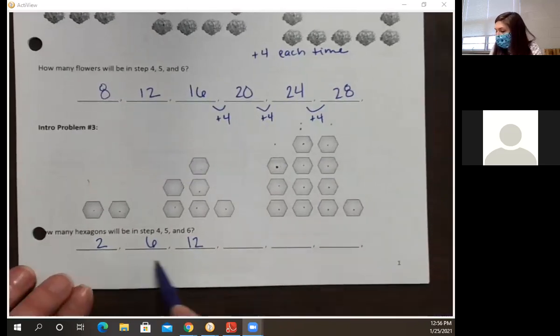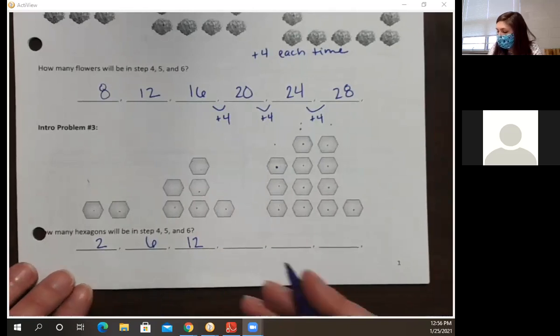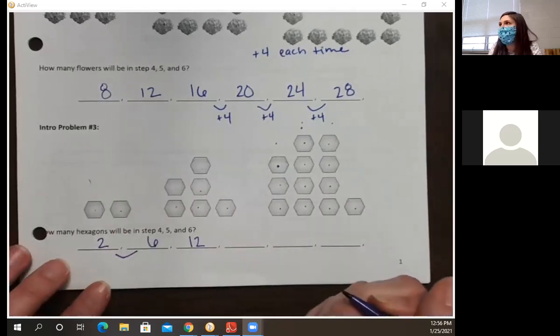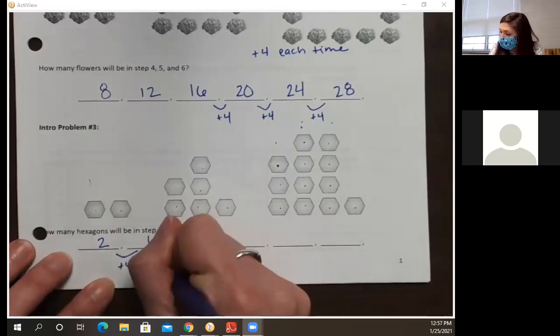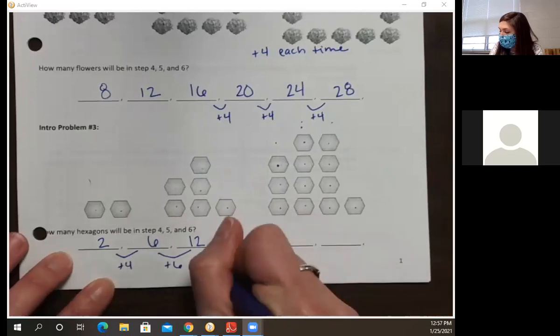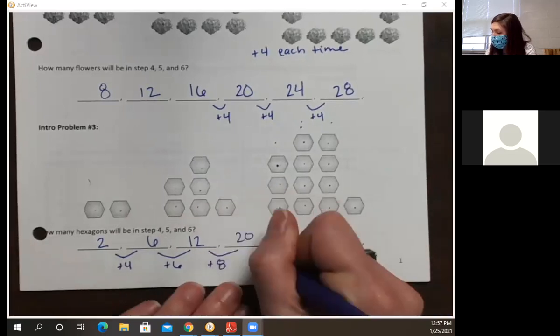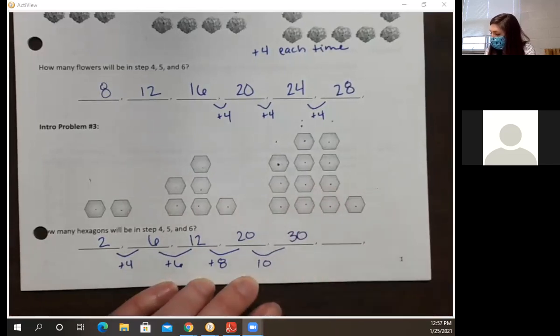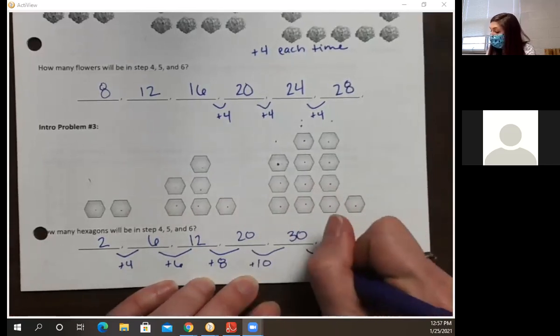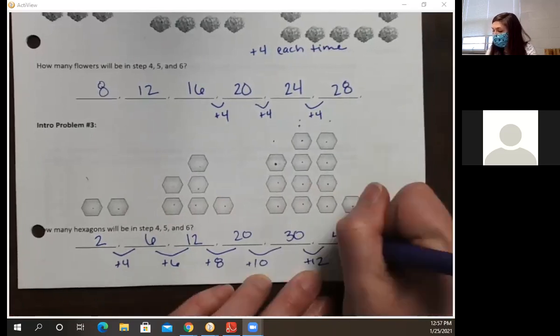But if I take a look at the numbers that I've got here, maybe I can pick that pattern out of here. So how would I get from 2 to 6? I could add 4. How about to get from 6 to 12? Add 6. So what do you think I would add for the next one? 8. So I would get 20. And then what would I add? 10. So I'm not adding the same thing every time, but there is a pattern to what I'm adding here. This would be 30. And then if I add 12, continuing that pattern, I would have 42.